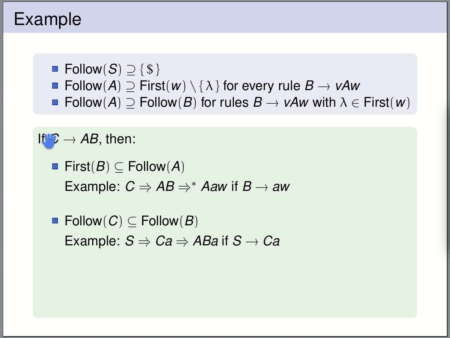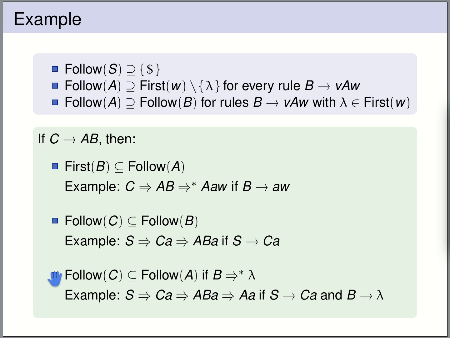This example illustrates a use of the third clause. It says that anything that can follow C can also follow B. So anything that can be behind C can also be behind B. Namely, if we replace C by AB, then anything that was behind C is now behind B. You see this if you assume that you have also a rule S rewrites to CA, then the A is in follow of C, because the terminal letter A can follow C. And it must also be in follow of B, because we have the following derivation, S rewrites to CA, and then we can replace the C by AB, and now the terminal letter A is following the B.